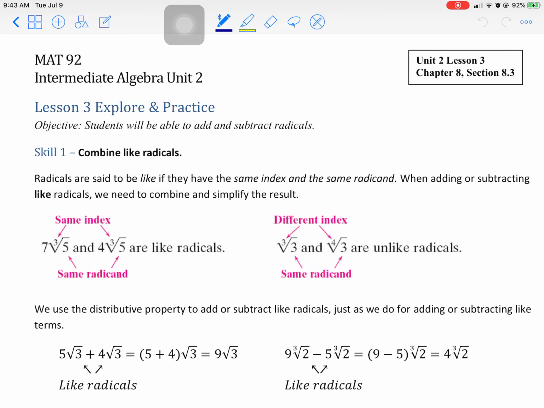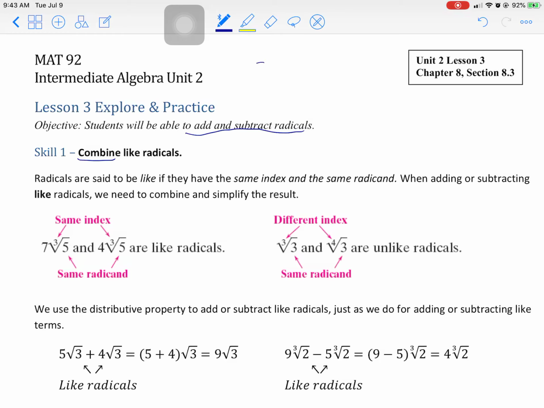All right, lesson 3 is the same as chapter 8, section 8.3 in your book. Combine like radicals. There's no warm-up for adding and subtracting radicals. I just want to mention a little note about the word combine. Combine is what you're referring to when you're adding and subtracting terms.